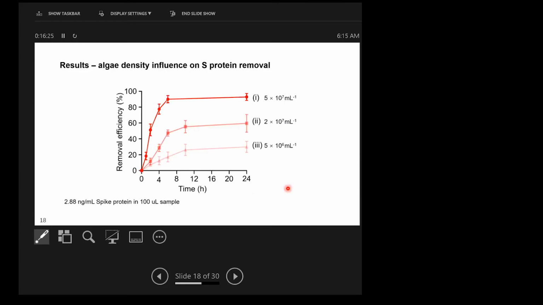Next, we study the effect of the ACE2 robot density on the kinetic removal efficiency of the S protein from the drinking water sample. Here we can see it can remove more than 95% of the S protein by using 5 × 10⁷ algae per milliliter. And this process takes just 6 hours.